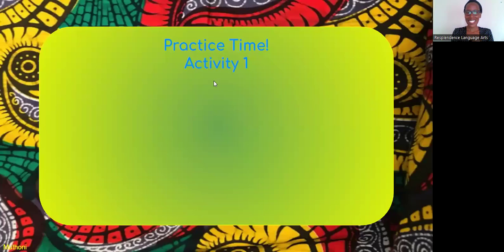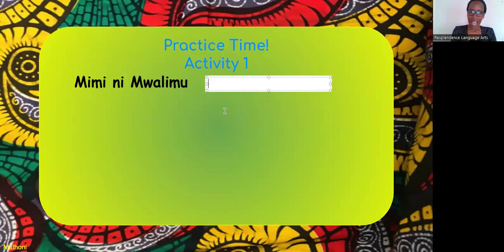Okay, now let us see. It's practice time and we have 2 activities. So we start off with the first activity. I will guide you on what you're expected to do to complete this activity. All right. Let's see the first one. Here you're required to translate into English. Mimi ni mwalimu. Mimi ni mwalimu. Yes, you got it. This is I am a teacher. Good job.